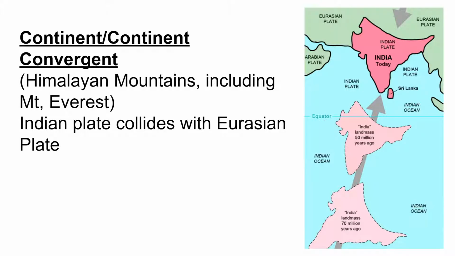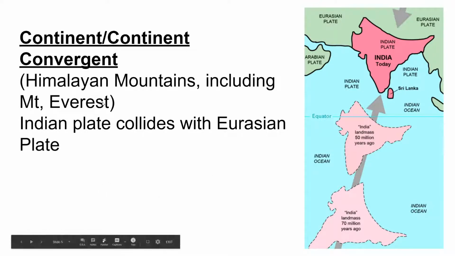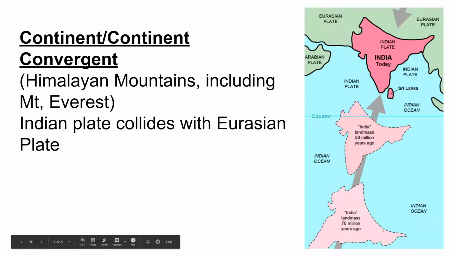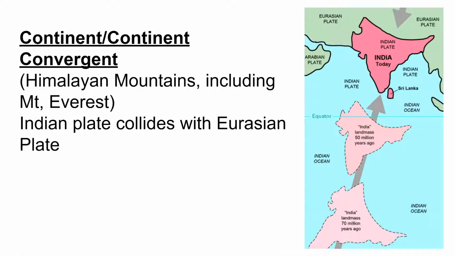All right, continent convergent. Himalayan mountains, including Mount Everest. So that last one is the Andes Mountains in South America. That's the example I gave you, but there are other examples. Here you can see in this picture, India used to be, 70 million years ago, down in the Indian Ocean. 50 million years ago, it was here. Today, it's right over here. So it's really slowly been moving.